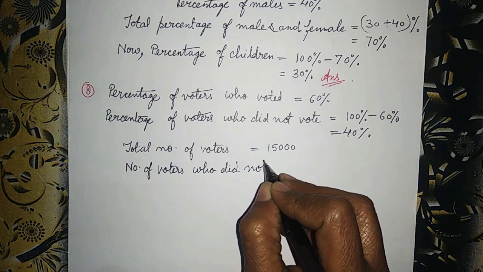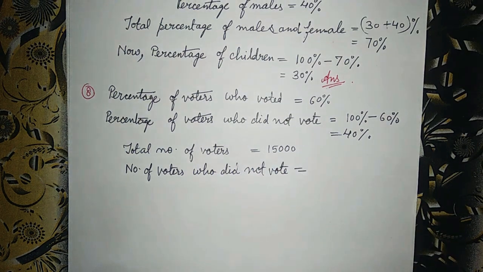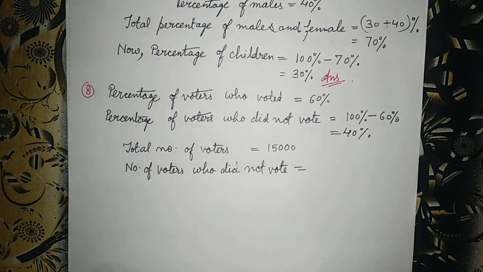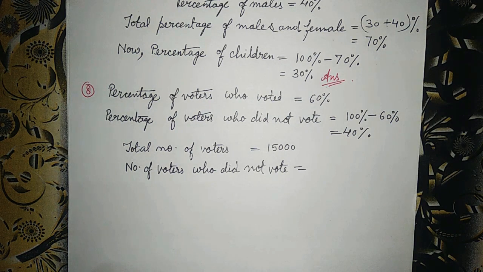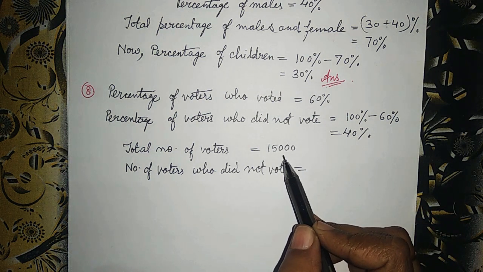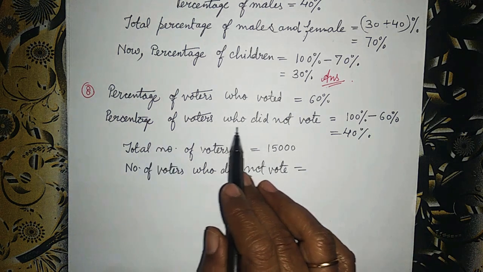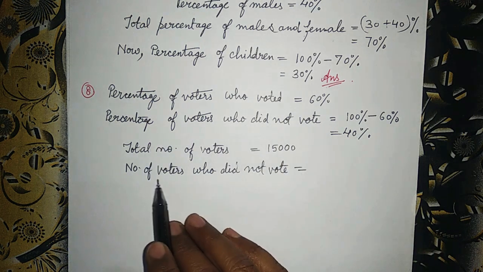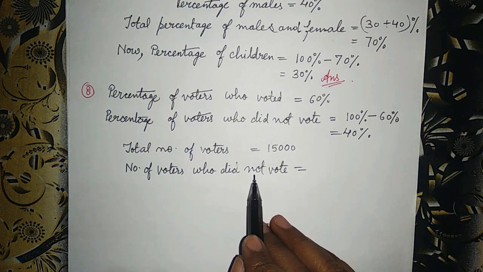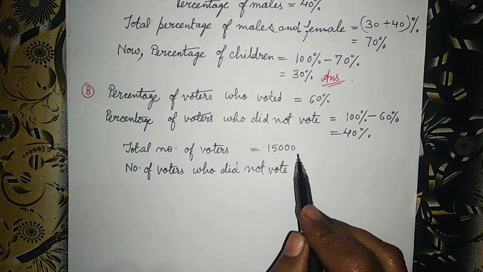Who did not vote. For this, what you will do? You will do 40% of the total number of voters. Okay, 40% you have got here, the percentage of voters who did not vote. So for the number of voters who did not vote, you will do 40% of the total number of voters.